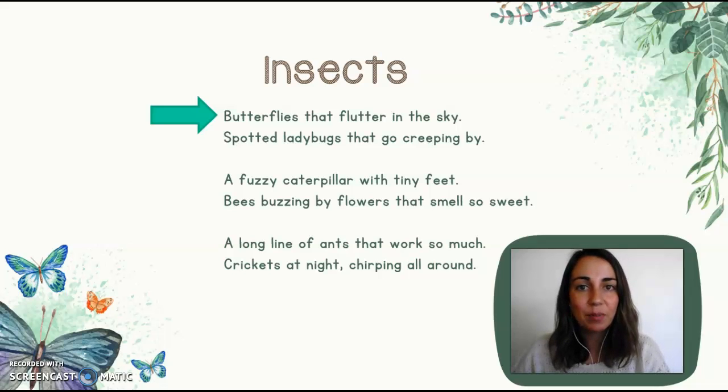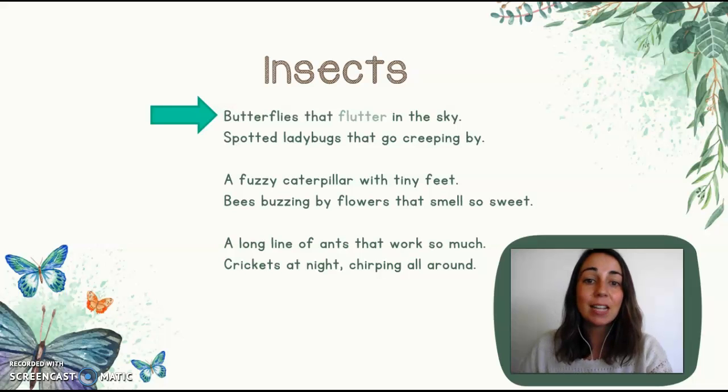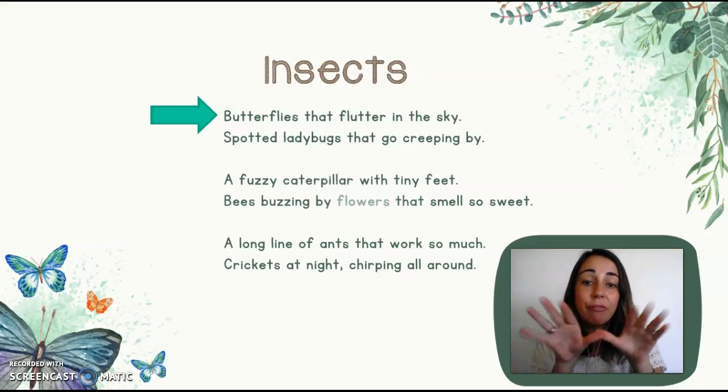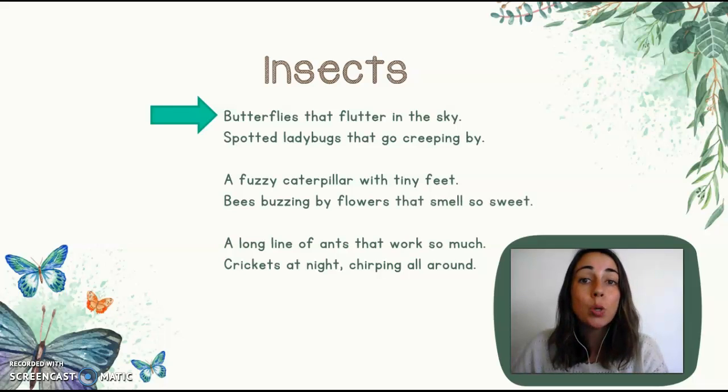Okay, so those were the vocabulary words, and now that you have learned them, we're going to read the poem one more time. Ready? Let's go. Insects. Butterflies that flutter in the sky. Spotted ladybugs that go creeping by. A fuzzy caterpillar with tiny feet. Bees buzzing around by flowers that smell so sweet. A long line of ants that work so much. Crickets at night chirping all around.